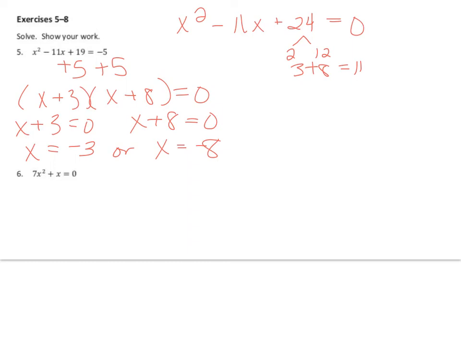Ooh, mistake. These should both be negative, which gives me a negative 11. Let's see, how can I correct this? You can learn from my mistakes, right? So that should be a negative, that should be a negative, and the answers are positive. So my answer is 3 or 8.